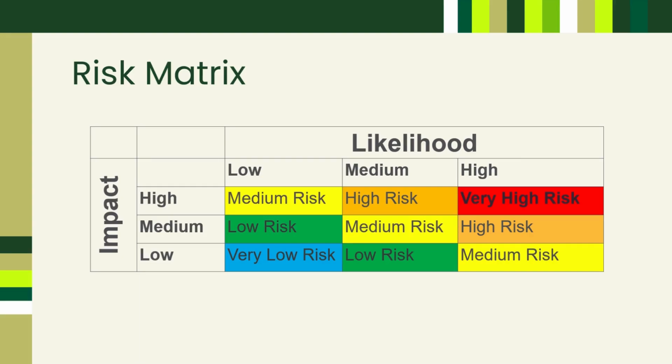Then when you get over here to the very high risk, the red, there's a reason why stop signs are red. These are the highly likely to happen things that would have a severe impact on the project or objectives. And these things are urgent and they could require significant resources to mitigate.